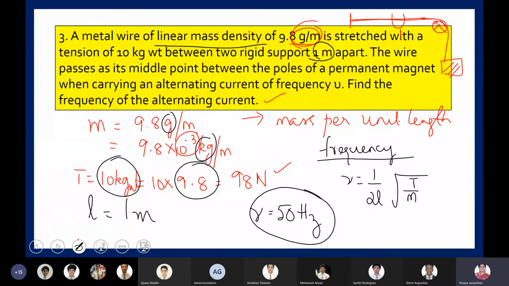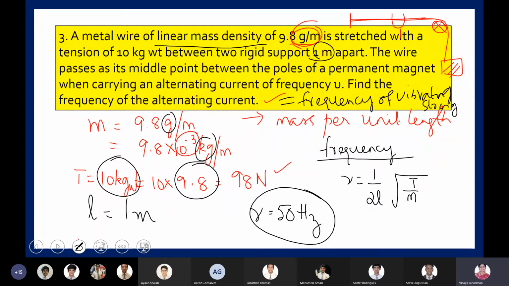When the frequency of the vibrating string becomes equal to the frequency of the alternating current, which is the current we draw from our mains power supply, that is 50 hertz. So if the string vibrates with a frequency of 50 hertz, then we hear a very sharp sound. We call that as the string is under resonance. So now the question, find the frequency of the alternating current. The frequency of the alternating current will be equal to the frequency of the vibrating string. So you have to find the frequency of the string. That gives you the frequency of the alternating current.